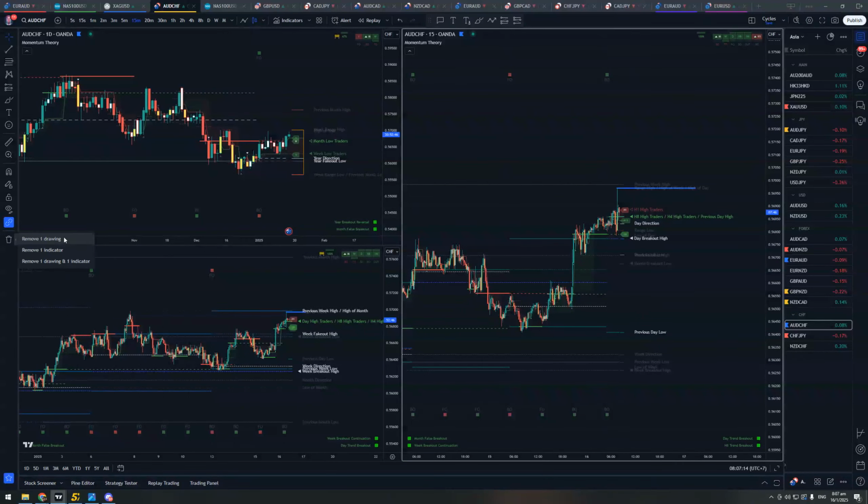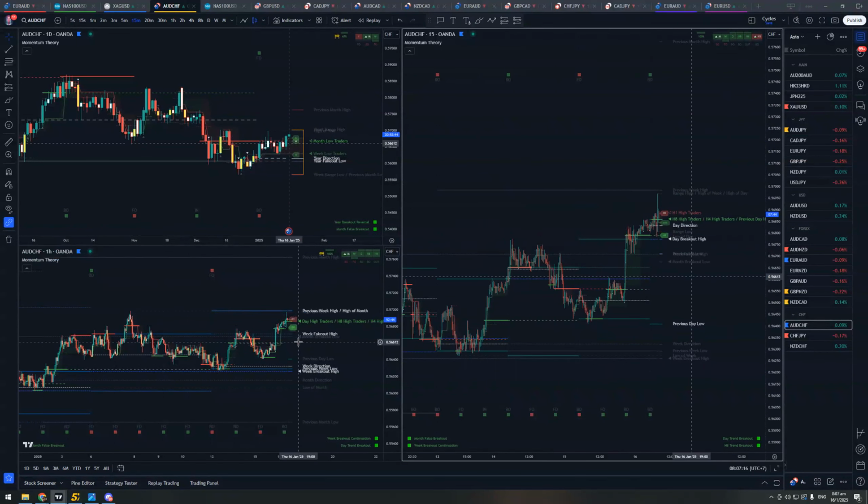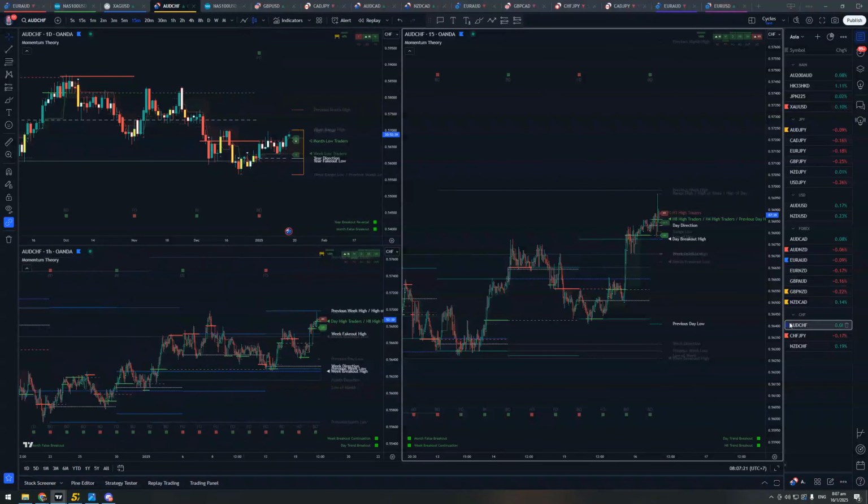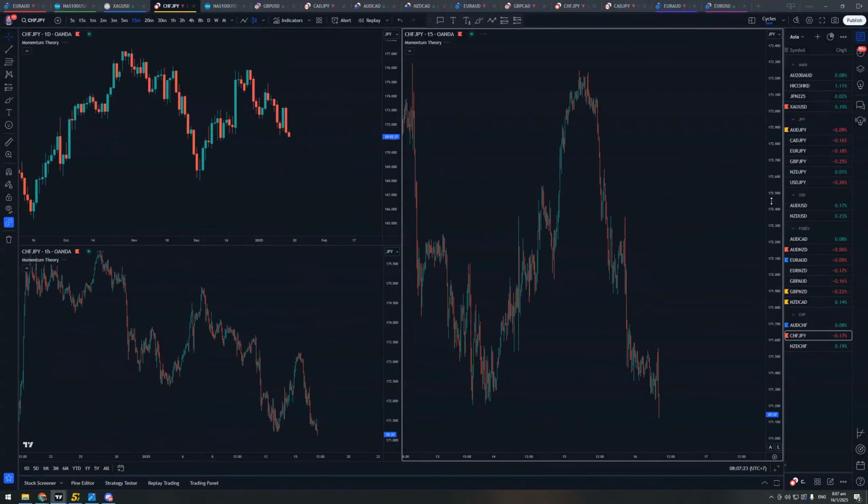Not going to really do more analysis on this. I'm not going to be trading this. I'm pretty sure this is going to be a trade for me tomorrow or set up for me tomorrow.